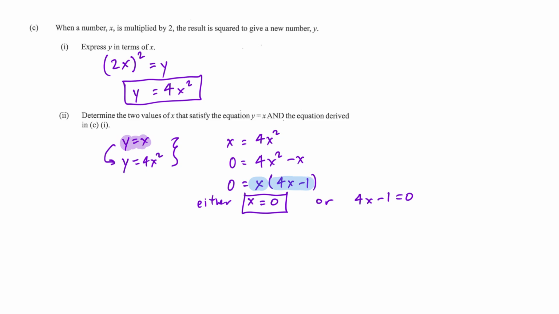To get my other solution, I'm going to solve the equation 4x minus 1 equals 0. So I'm going to add 1 to both sides, giving me 4x equals positive 1, and then dividing by 4, I get x equals 1/4. So my two solutions are x equals 0 and x equals 1/4. So that's it for problem 2 of the May 2019 CXC Math exam.